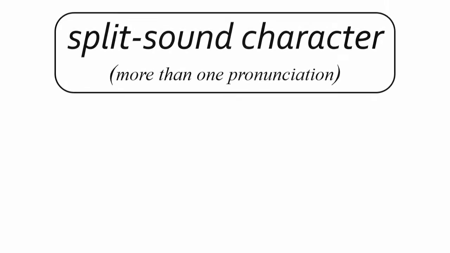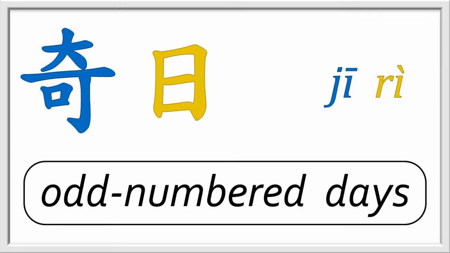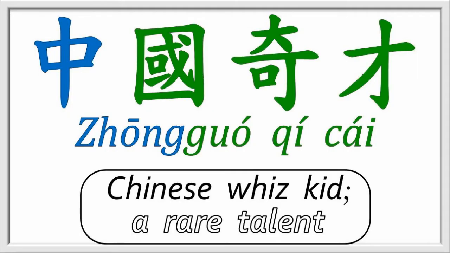A split sound character, usually pronounced second tone, qi, but also pronounced first tone, ji in some expressions. The expression 鸡日 refers to odd-numbered days of the month. Remember that a pictogram is about a one-legged man, so this character refers to odd numbers, 1, 3, 5, 7, 9. And just as odd or singular in English also means strange, unusual, or rare, so does this character, pronounced second tone, qi. 中国奇才 would be a rare Chinese talent, or a so-called whiz kid.